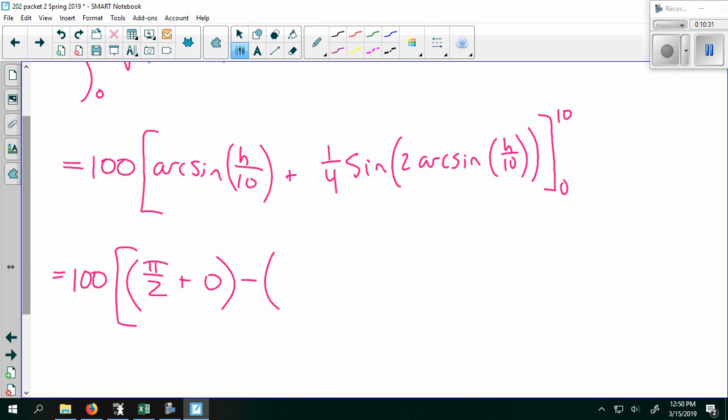Okay, if I plug in zeros now, the arcsine of 0, the place on the unit circle where the sine is 0 is 0. So the arcsine of 0 is 0 times 2 is 0. The sine of 0 is 0 times a fourth is 0. So this ends up just being 100 pi over 2, or 50 pi.